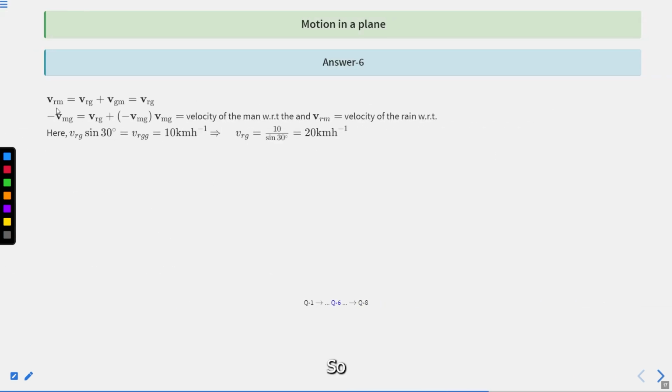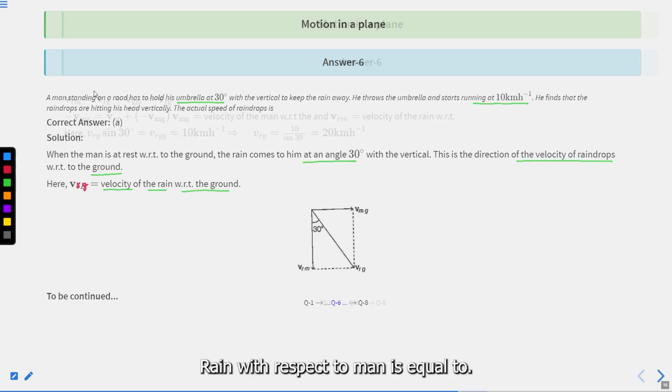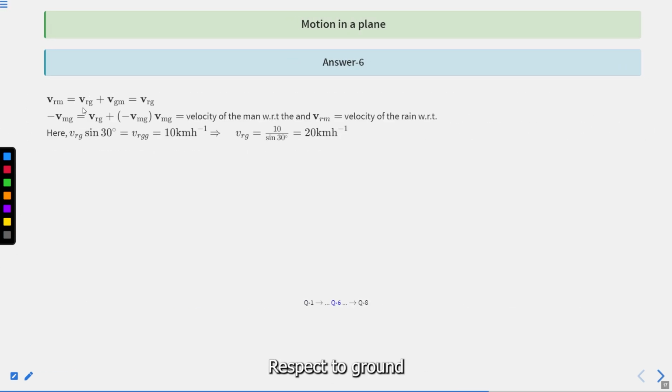So velocity of rain with respect to man is equal to velocity of rain with respect to ground plus velocity of ground with respect to man, which is equal to VRG minus VMG. Clear?